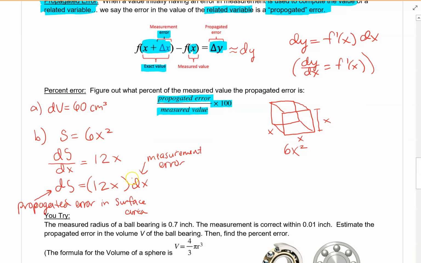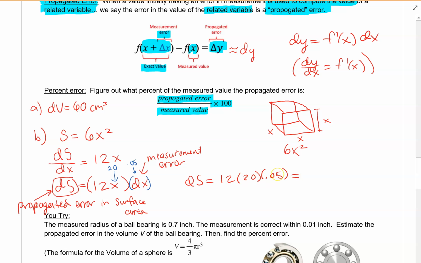So at this point, I can plug in my given values. I know that I measured the side of the cube to be 20 centimeters. I know that that can be off by about 0.05 centimeters. So I plug in those values to determine my propagated error in surface area, or to approximate my propagated error in surface area.